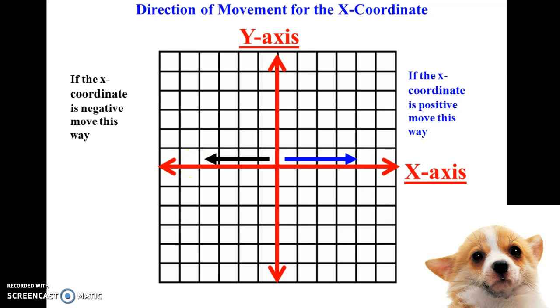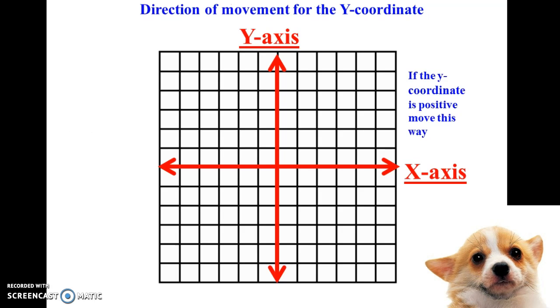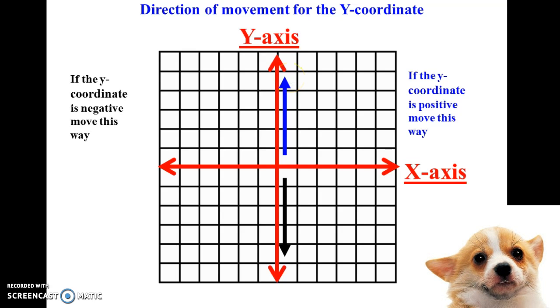Same thing for your y coordinates. If the y coordinate is positive, then you move up, and if the y coordinate is negative, then you move down. Think about sea level. You're hanging out on the beach, and you decide to dive into the ocean. So you're going to go below sea level, or you're going to go a negative distance. Or say you take a ride up in an airplane. The airplane's going to take you up, which goes above sea level, which is positive numbers.